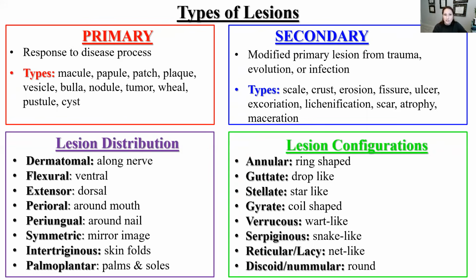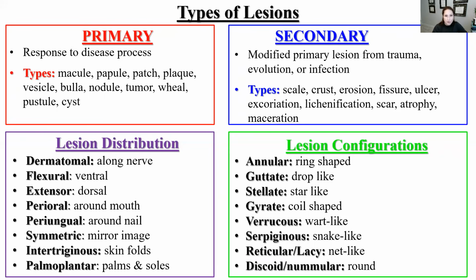The types of lesions that are considered primary are macules, papules, patch, plaque, vesicle, bulla, nodule, tumor, wheal, pustule, and cyst. Our secondary lesions include scale, crust, erosion, fissure, ulcer, excoriation, lichenification, scar, atrophy, and maceration.